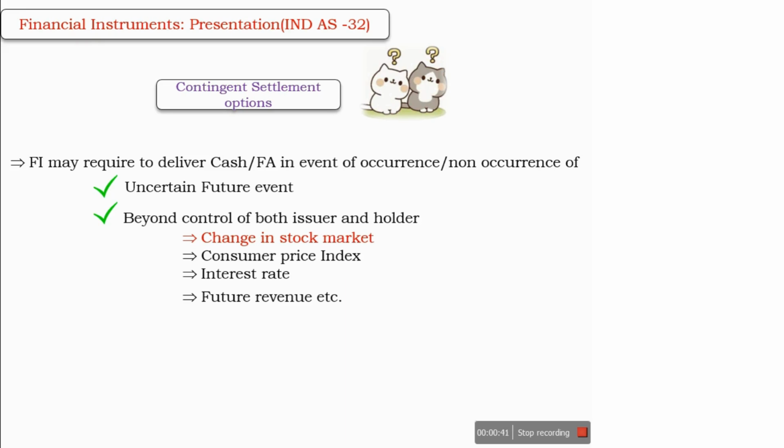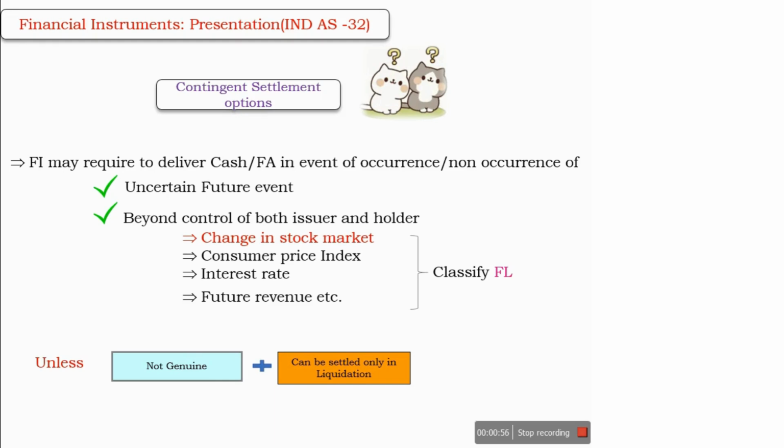There may be a number of such conditions, and if a financial instrument carries these conditions, it will be classified as a financial liability unless these conditions are not genuine or can be settled only in case of the liquidation of the entity, or it falls under the exception rules. Except in these three cases, the financial instrument will be classified as a financial liability.